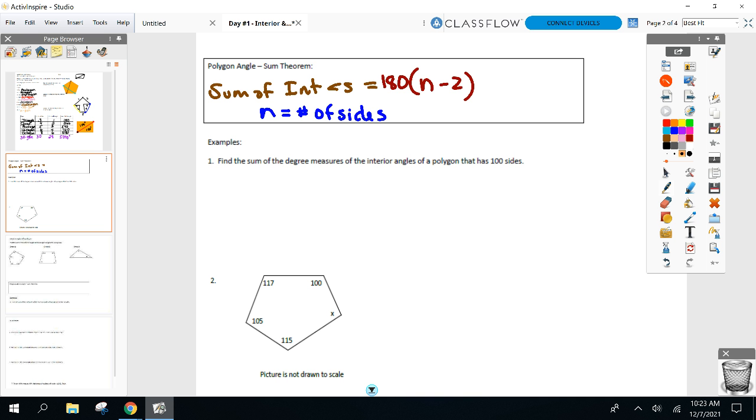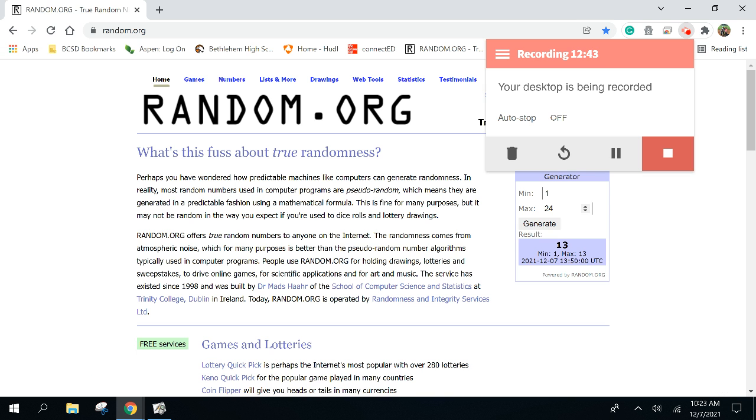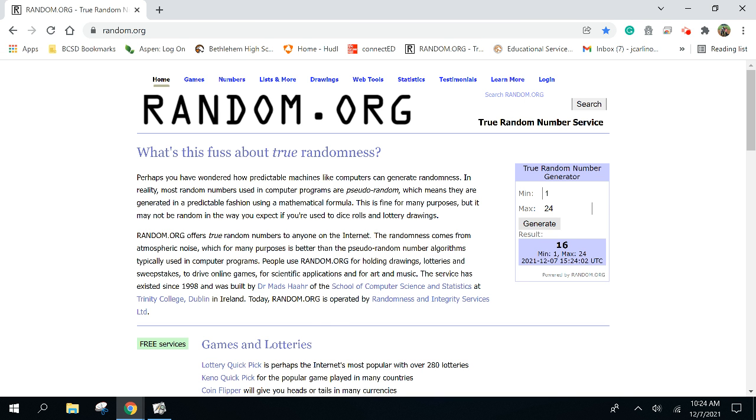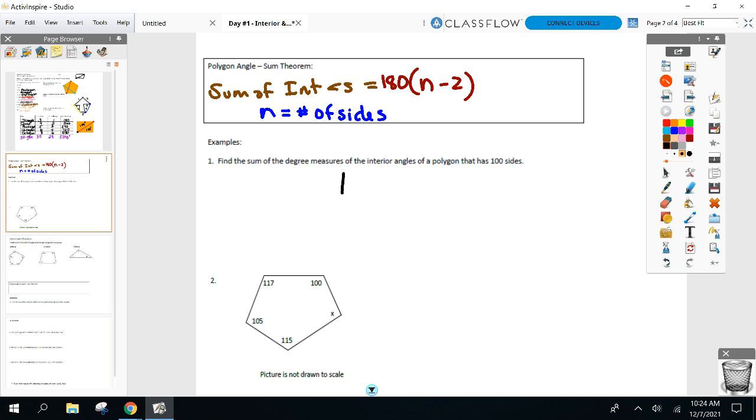Talk to me here. Okay, let's start with a 100-sided figure. Imagine what that would look like. Tell me what you did to get to the amount of degrees on a 100-sided figure. Let's hear from 16. 17,000. Okay, how'd you get there? So I did 180, and then in the parentheses, 100 minus 2. Good. N is 100. Figured that out. 17,640 degrees. Perfect. We're all good there.